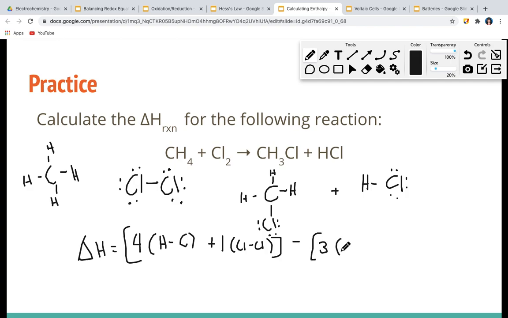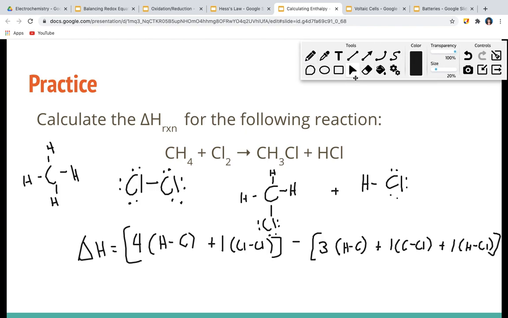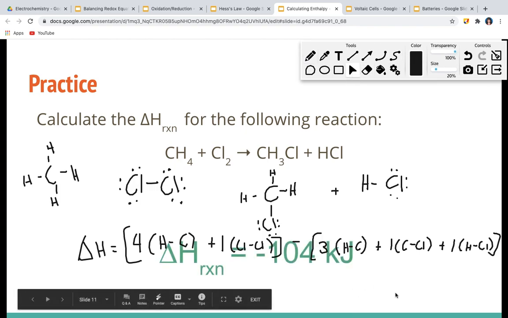3 of those CH bonds, 1 CCl bond, and 1 HCl bond. Okay, you're going to need to look at that chart to figure out what numbers go in each one of those. As long as you do that, you should get the final answer that I have here, which is negative 104 kilojoules per mole.